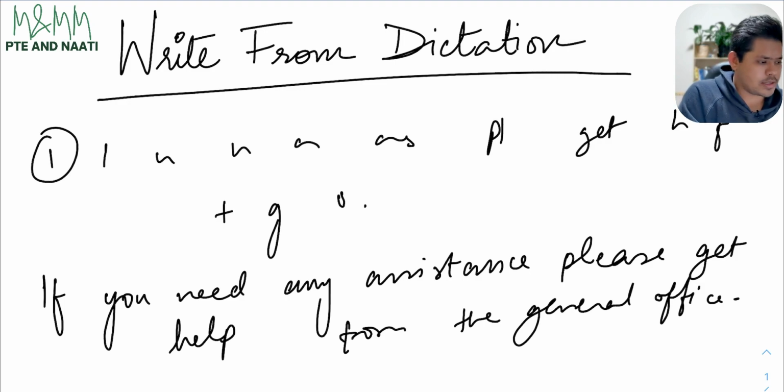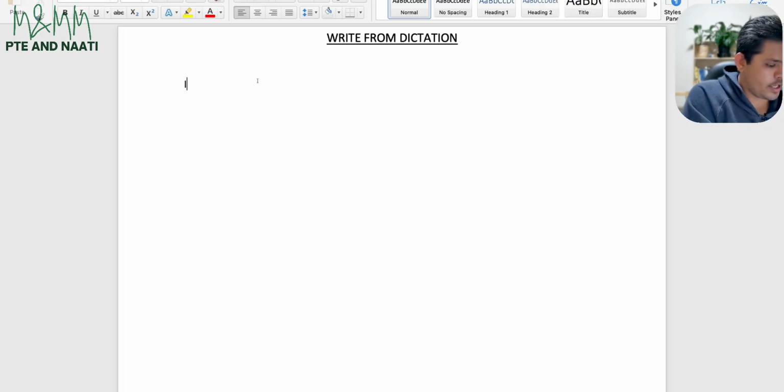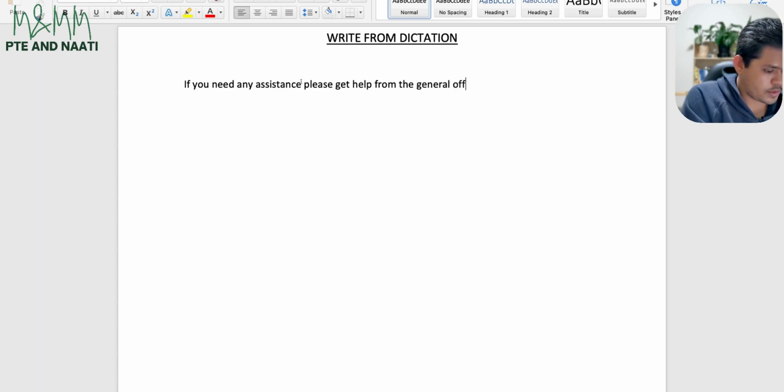So let's write down the answer. So the answer is, if you need any assistance, I missed the word any. If you need any assistance, please get help from the general office, and obviously the full stop, even if it's not given. Now don't go by this underline, it's because it's grammatically wrong. Ignore it. Whatever was there in the audio, I have written it, so all good.